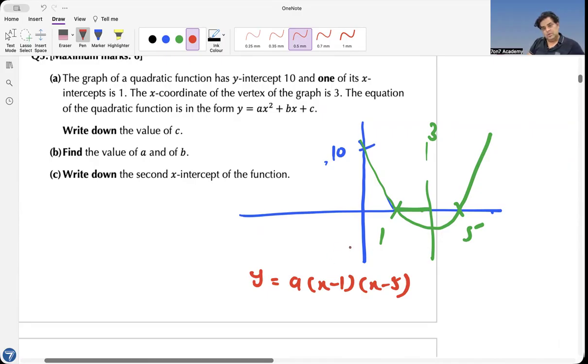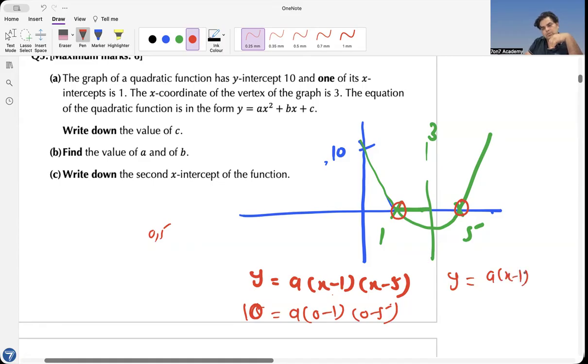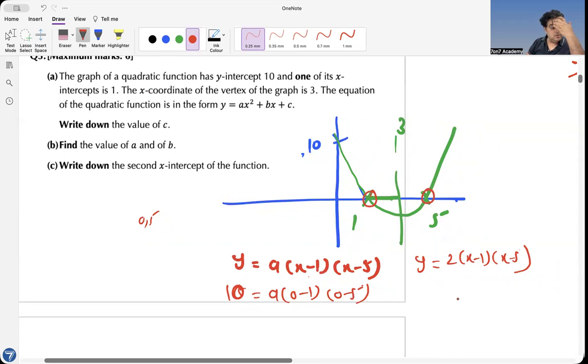Why are you using this? It passes through the points (1, 0) and (5, 0). We can't put (0, 5); it passes through (0, 10). So substituting 10 equals a times (0 minus 1)(0 minus 5), so a is 2, so y is equal to 2(x minus 1)(x minus 5).